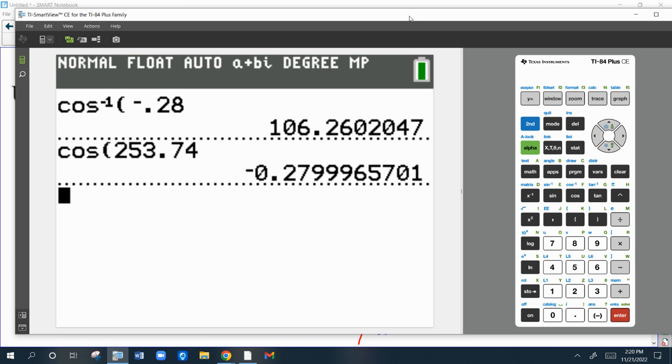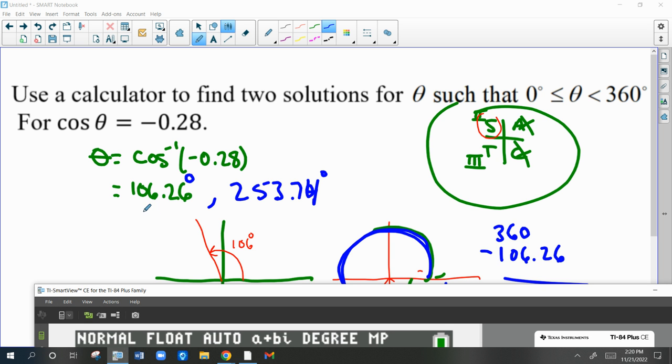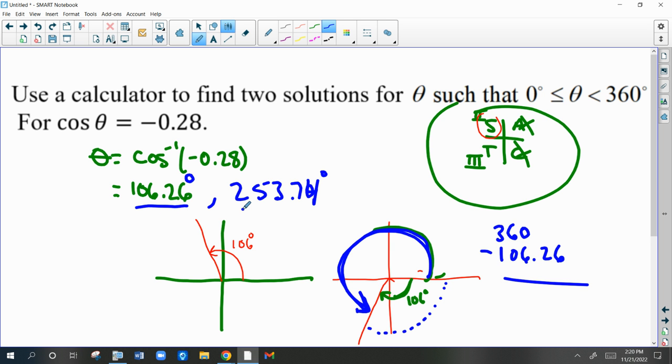Let's look at those answers again. The two solutions are 106.26 degrees and 253.74 degrees. Those are the two solutions between 0 and 360.